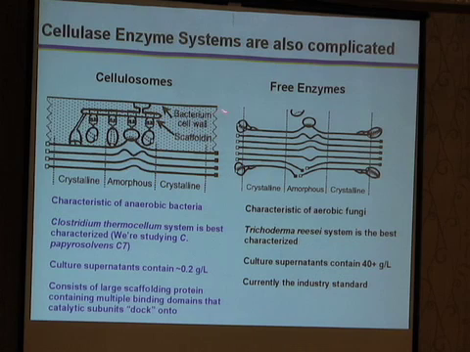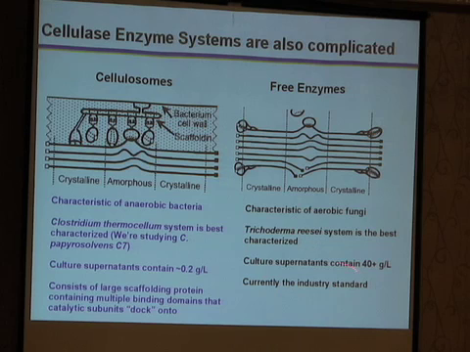So in nature, there are cellulase enzyme systems that break down plant biomass. They're very complicated. The free enzyme systems are characteristic of aerobic fungi, which is one type of system. The gold standard is the Trichoderma reesei system, and there are strains of this fungus that can put out 40 grams per liter of these enzymes. And this is, again, an industrial standard.